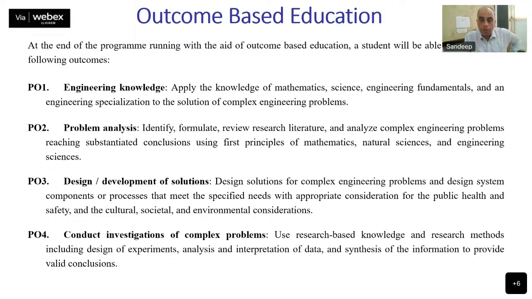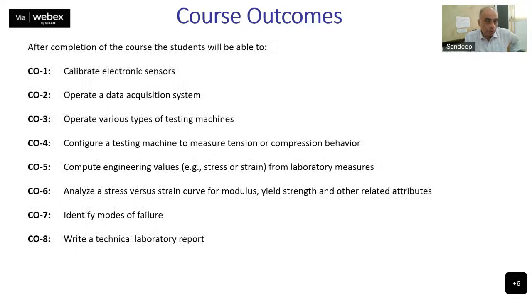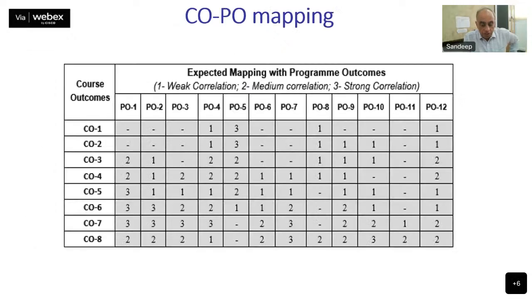So I will skip this part because this is common for all the programs, outcome-based education. Of course, this is important: at the end of the course, after going through the textbook, one will be able to learn how to calibrate electronic sensors, how to use electronic sensors, how to operate a data acquisition system, various types of testing machines, how to configure a testing machine, compute engineering values, analyze stress and curves, identify different modes of failure, and how to write a technical laboratory report. So this is what we expect after going through the course and this textbook.